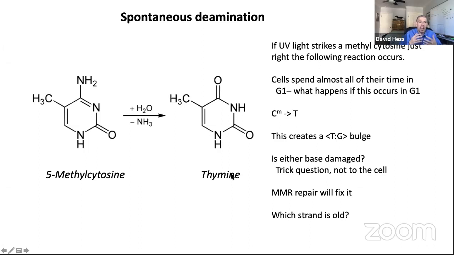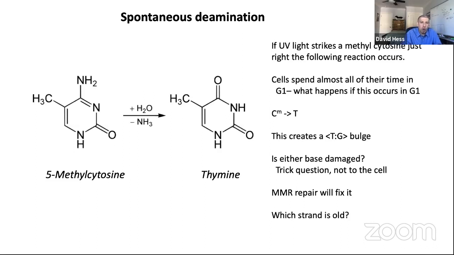So what happens now? You had a methyl cytosine, it's become a T. And that means a T is across from a G, because C would normally bond with G, and that's going to create a bulge. But when the cell looks at this, both bases look normal. So even though this has been generated through damage, the cell doesn't know it. It looks like a normal T. There's nothing that looks damaged about it. And so the cell says, oh, we need to use mismatch repair to fix this.